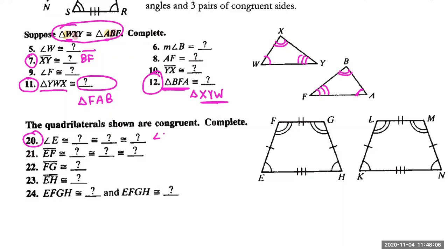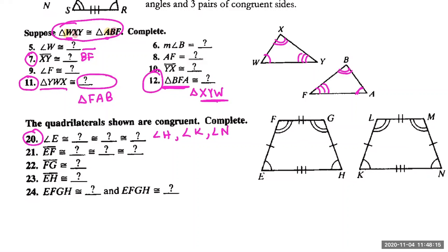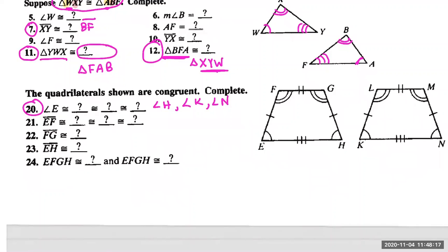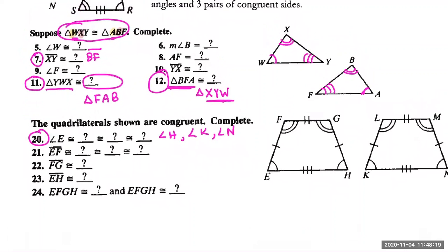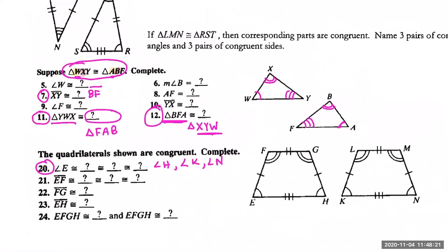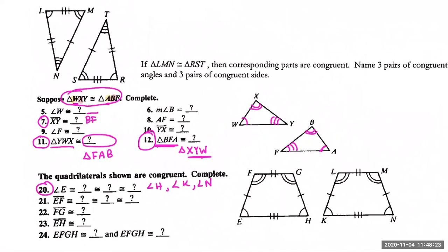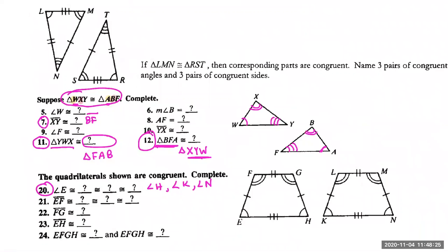Excellent, you guys. So angle H, and remember when we refer to an angle, we have that symbol there, angle K and angle N. Very nice. Okay, so that's all I'm going to spend on congruent figures because I want to focus in on what this chapter is about, and it's all about triangles. And then the next chapter is about parallelograms.